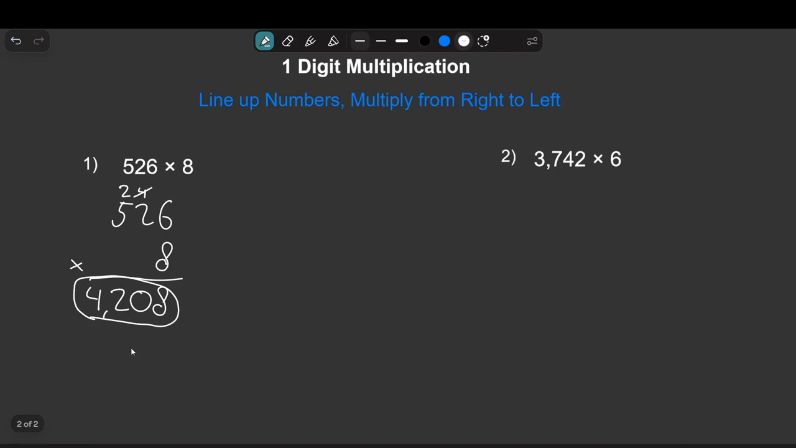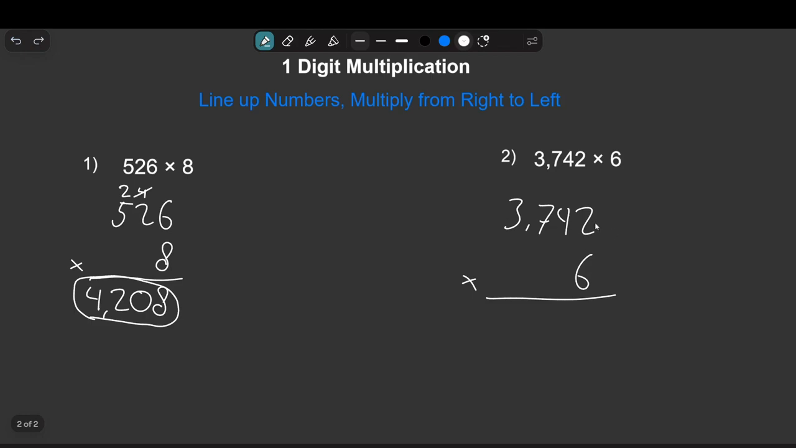Now, let's go over to the second example. This one is a bit more complicated and difficult because we are in the thousands this time. So for this one, we have 3,742 times 6. Again, for the first step, we are going to line them up vertically: 3,742 times 6. Now, again, we're going to do the exact same thing. We're just going to multiply from right to left and from top to bottom. If you're multiplying, you can also go from bottom to top, but I like to go from top to bottom.